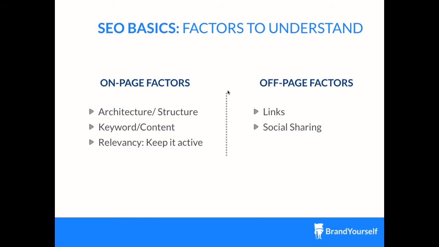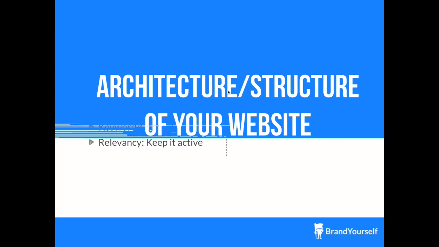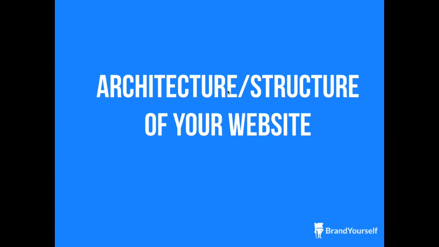So keeping in mind that these algorithms are complex, there are a number of factors that you need to understand that exist both on page, so what's going on on your website, and off page, things you don't necessarily have control over, but you can influence. I'm going to go into each one of these today, but just as a basic overview, your on-page factors are the actual architecture and structure of your website, keyword and content, making sure your name is actually on there, and relevancy, keeping it active.